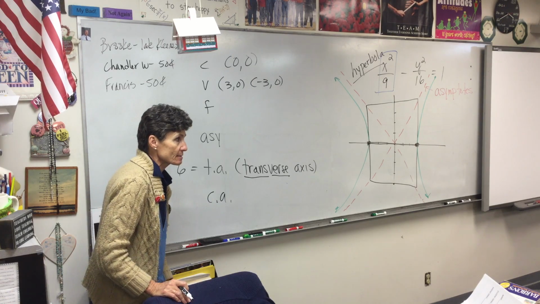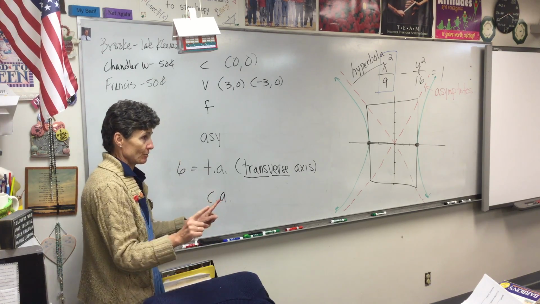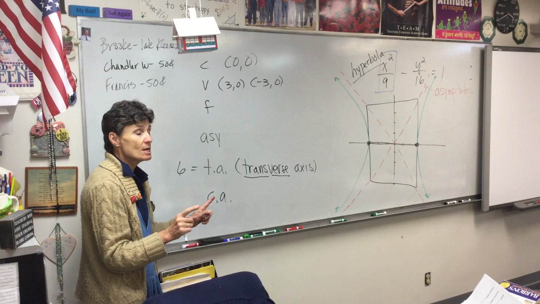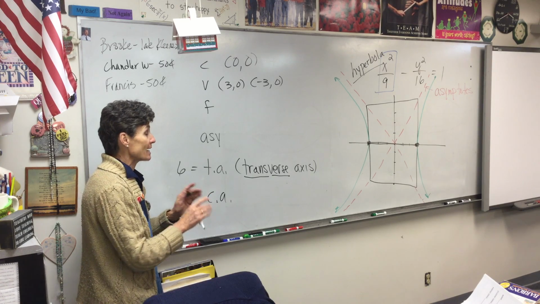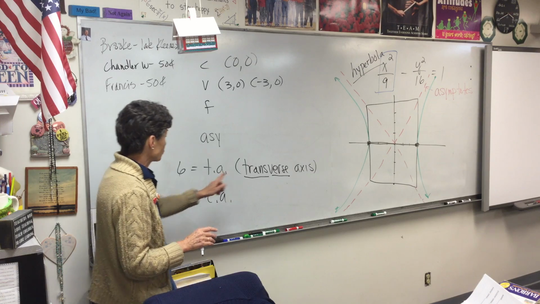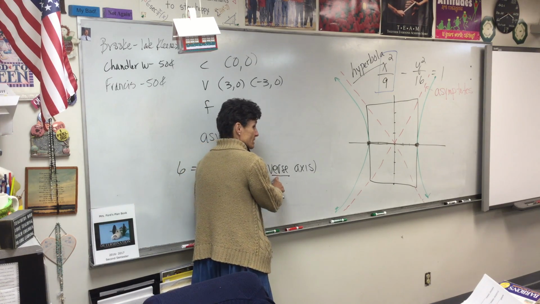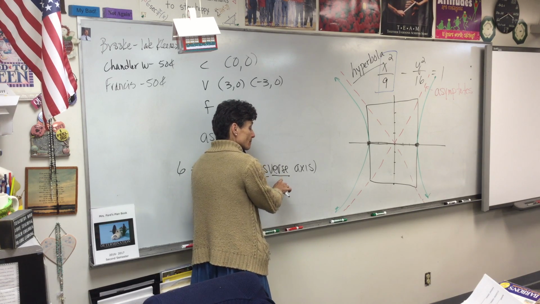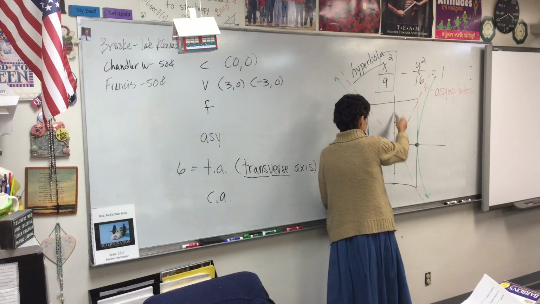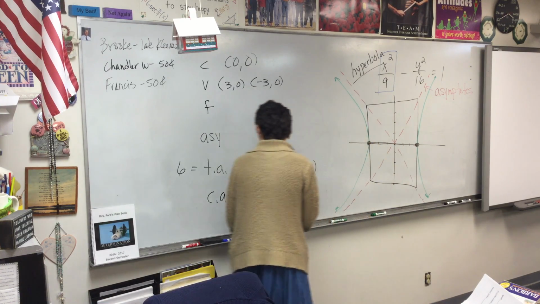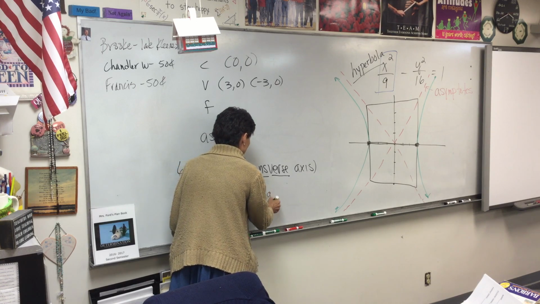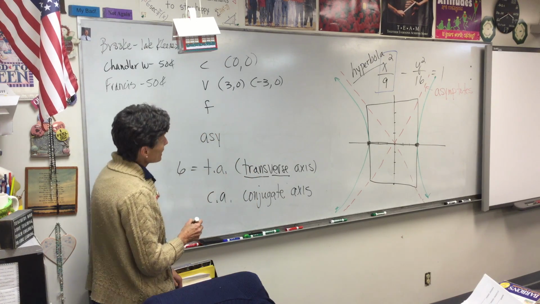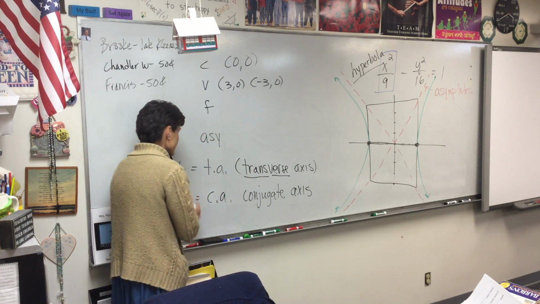Now in an ellipse, we have major and minor. And that's all about length, right? The long one's the major, the short one's the minor. In a hyperbola, it has nothing to do with length. It's which one joins the vertices. Transverse vertices. This other axis is called the conjugate axis, or the partner, the helper axis. And the conjugate axis in this problem is 8.